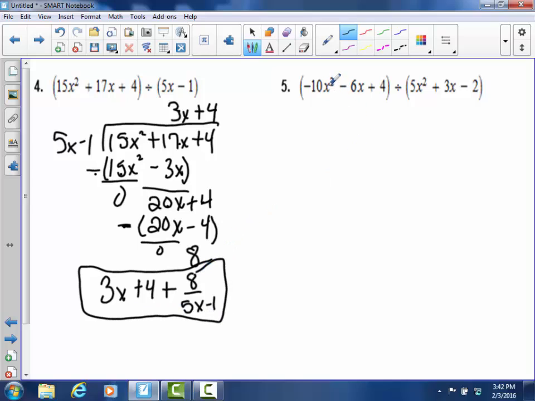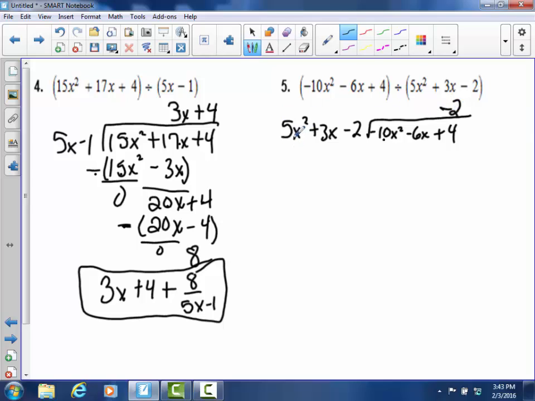Okay, now we have a trinomial divided by a trinomial. So we'll write it out. 5x squared plus 3x minus 2, and going into negative 10x squared minus 6x plus 4. Okay, so 5, to make it a negative 10, I would need negative 2. And because I have 3 terms, I go to the third term, so over the 4, I'm going to write negative 2. And I already have the x squared there, so I'm good to go.